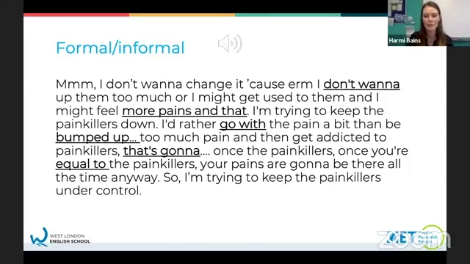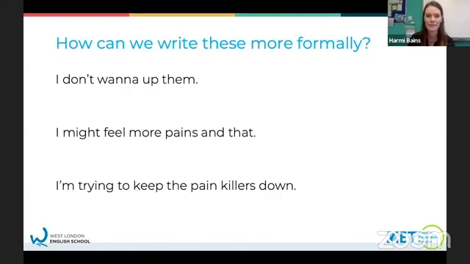So let's have a think about what this actually means. I've got 3 of the sentences here. I'm going to give you 30 seconds, and I want you to try and see if you can write these in a more formal way. With the first one, for example, I don't want to give you the answer, but what do you think, Raj? How could we write it more formally? I don't want to take more. Perfect. Yeah, that would work. Good. Okay, so I'm going to give you 30 seconds. Try and write the formal version for all 3 of these.